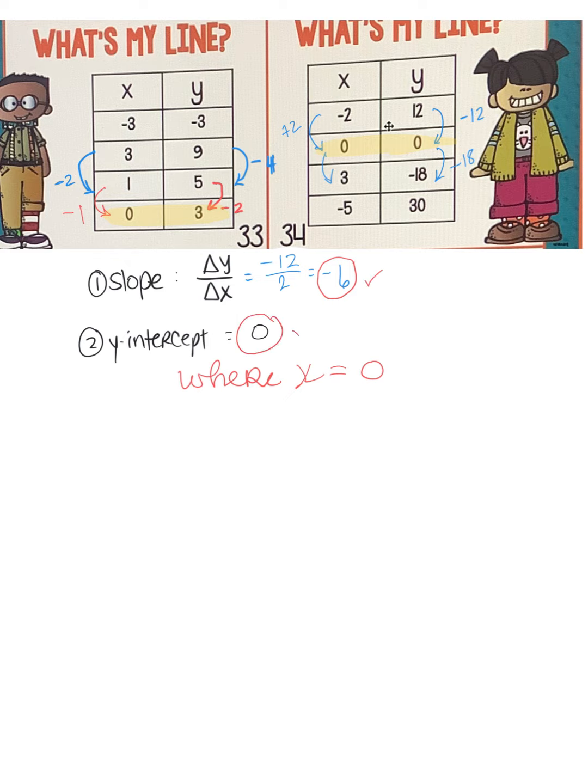We have the slope, we have a y-intercept. Our equation is y equals slope times x, and then your y-intercept. So in this case, y equals negative 6x plus 0. But because plus 0 doesn't change anything, we can just write our equation as y equals negative 6x. And we'll know it's proportional. That's it. That's all 10.